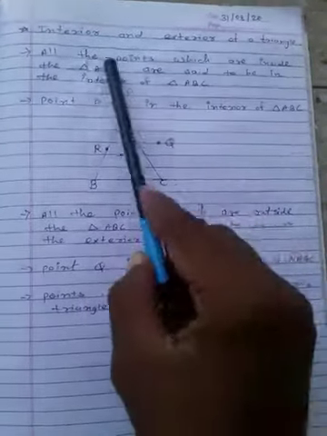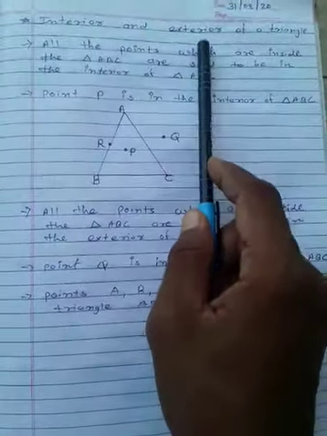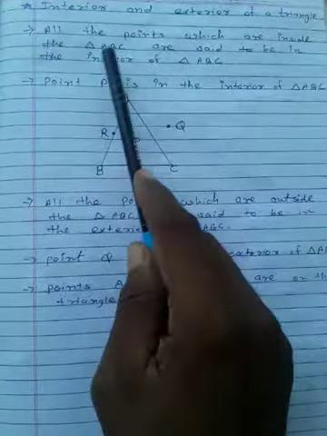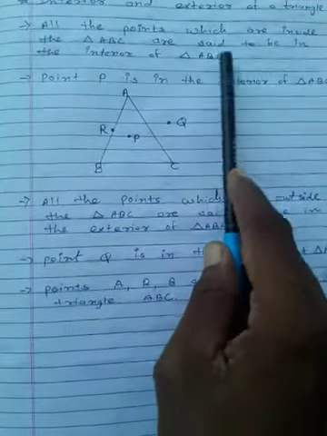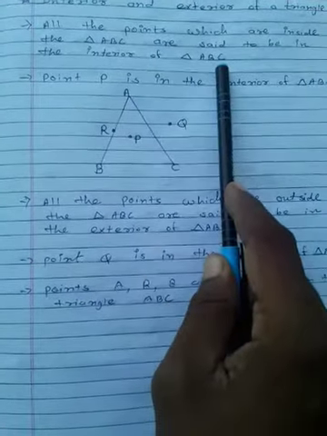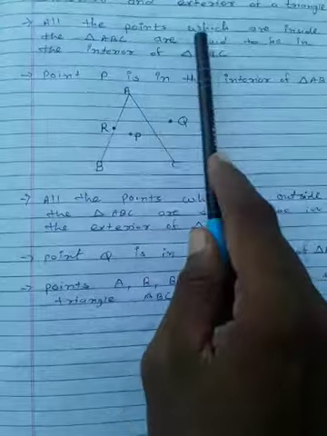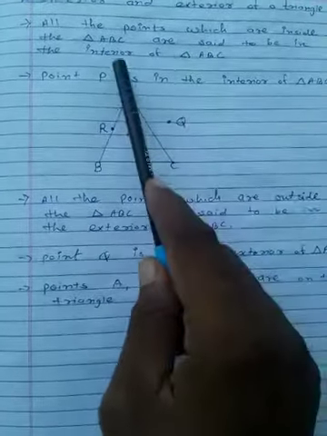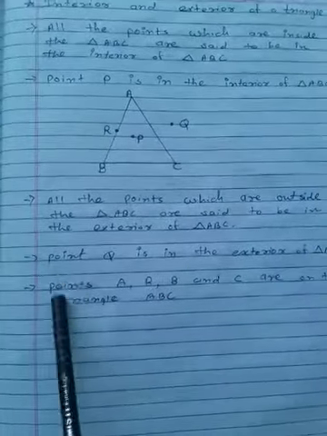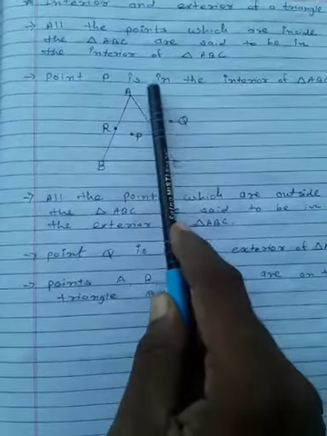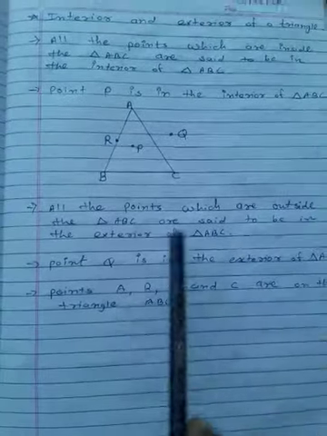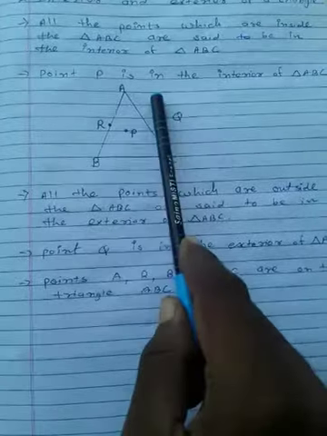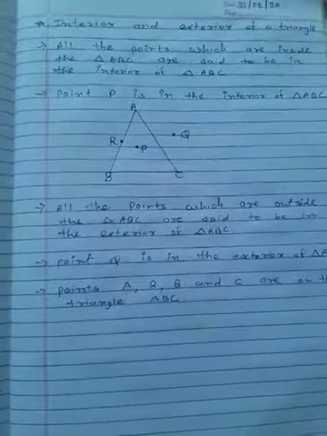Next point, interior and exterior of a triangle. All the points which are inside the triangle ABC are said to be in the interior of triangle ABC. See here, point P is in the interior of triangle ABC. In the figure we can see point P.